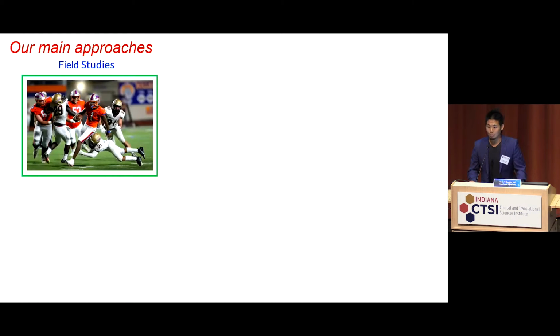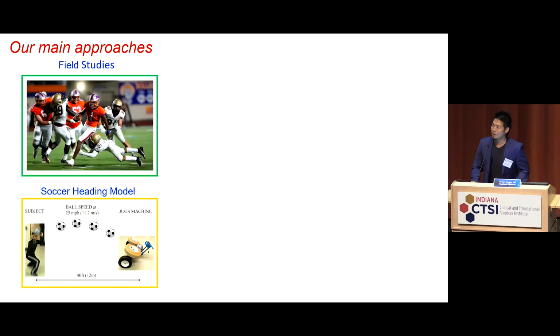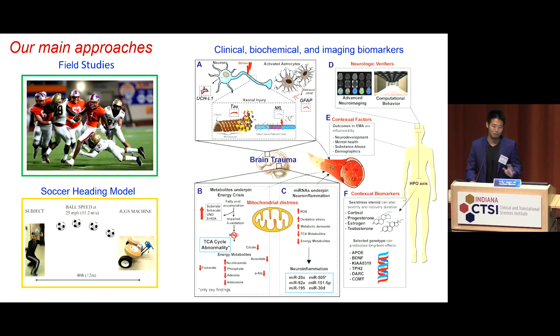So what we use is two approaches. One is the field setting. This is the naturalistic environment of football to water polo to soccer. But that's not enough because the field setting, the naturalistic setting, can be noisy. So we use this controlled laboratory soccer heading model to safely induce repetitive head impacts. And we use diverse neurological markers, including proteomics, metabolomics, transcriptomics, microRNA and metabolites, and some of the neuroimaging techniques that we do. And also we regress against contextual factors.